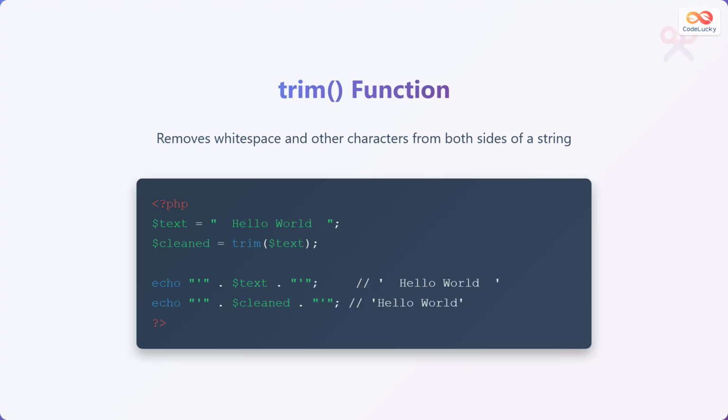The first echo statement displays the original string, including the spaces. The second echo statement displays the cleaned string, without the leading and trailing spaces.